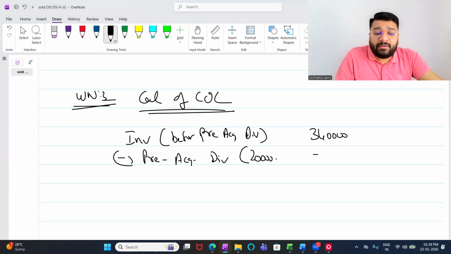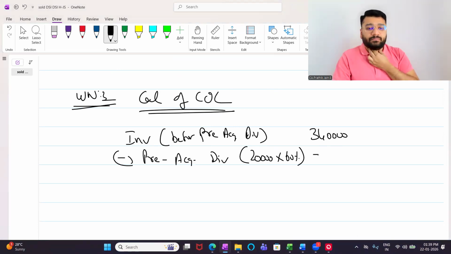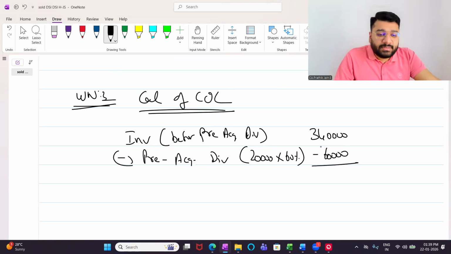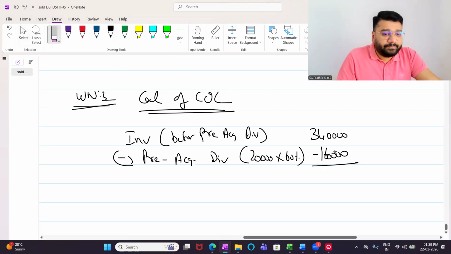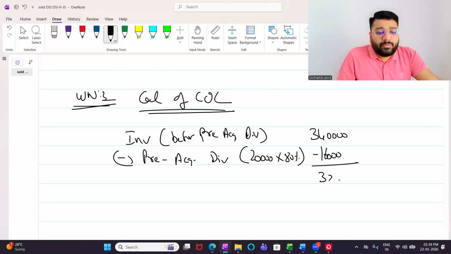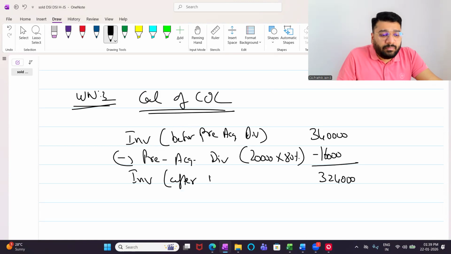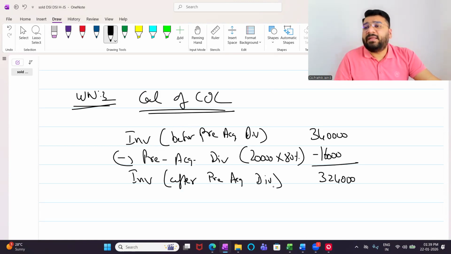20,000 is total dividend into 60%. How much? 60,000? 16,000. Okay. 80%. 3,24,000 is investment after pre-acquisition dividend. And this is what we compare with the net asset always.